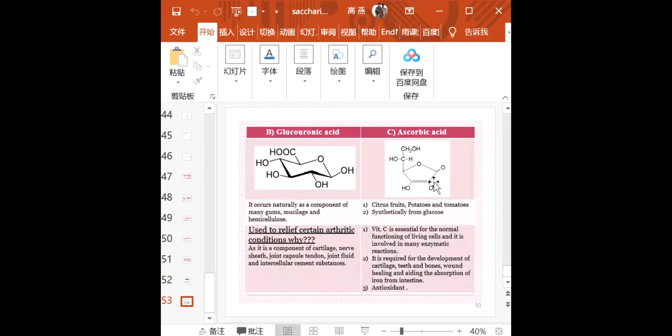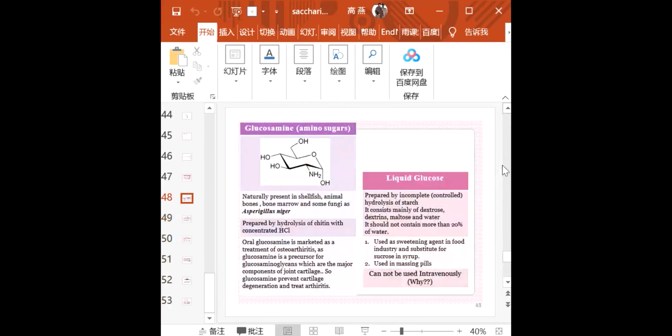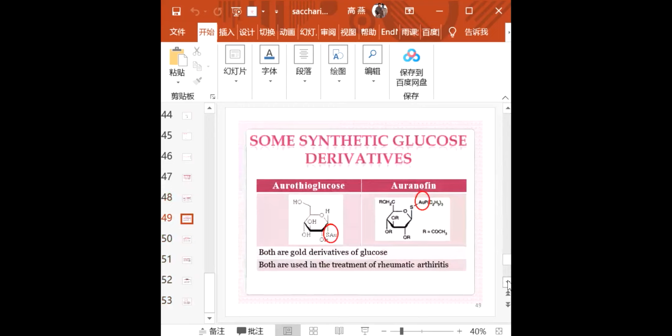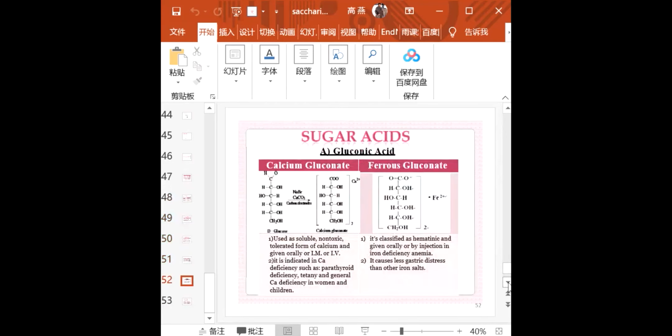Okay, so these are some important monosaccharides and their derivatives: sugar, some synthetic sugar derivatives and sugar alcohols, and the last one is sugar acids, and this is all for the monosaccharides. And now it's time to stop.